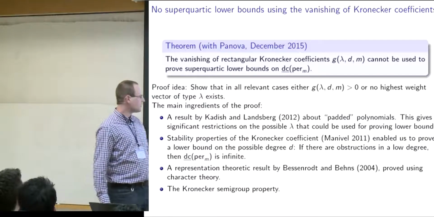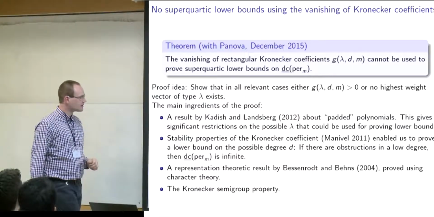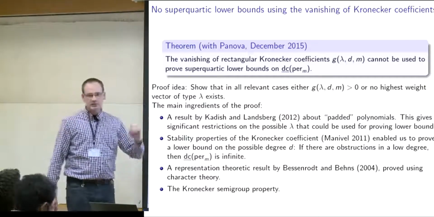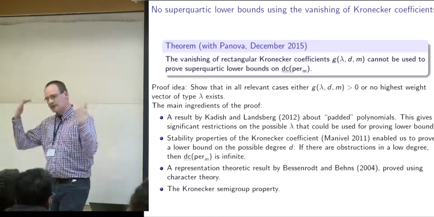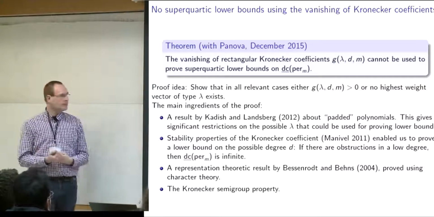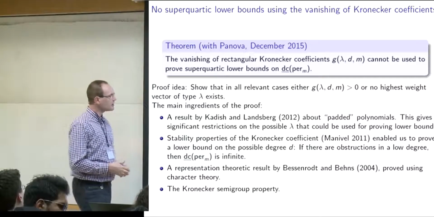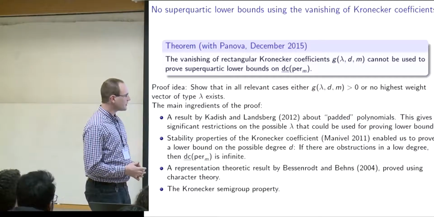And we used some properties of the Kronecker coefficient, stability properties proved by Manivel in 2011, to enable us to prove a lower bound on a possible degree d. So degree d was the degree of your separating function, and you prove a lower bound on that degree. So you show that no small degree function can actually give you separations.